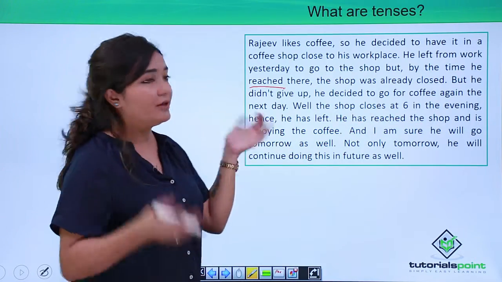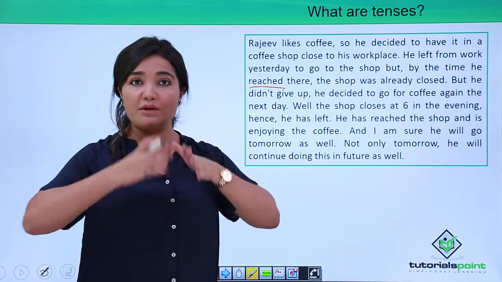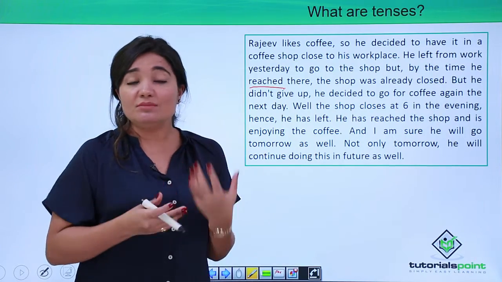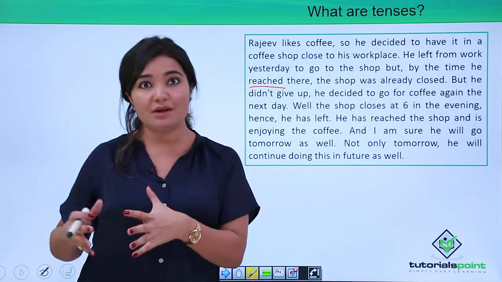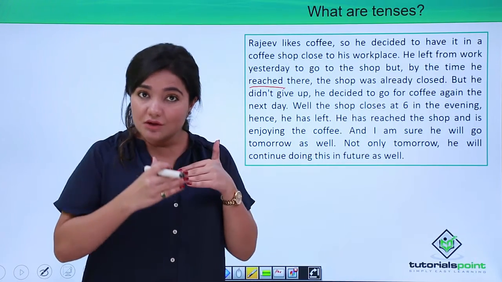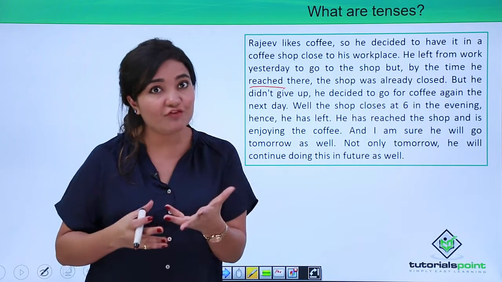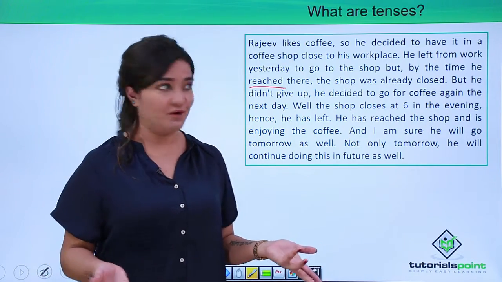And is enjoying the coffee. So something that has been happening over a period of time, enjoying coffee, yeah? So it is something that is continuously happening. So again, because it is giving you a picture of the time frame, it is a tense form of a verb.